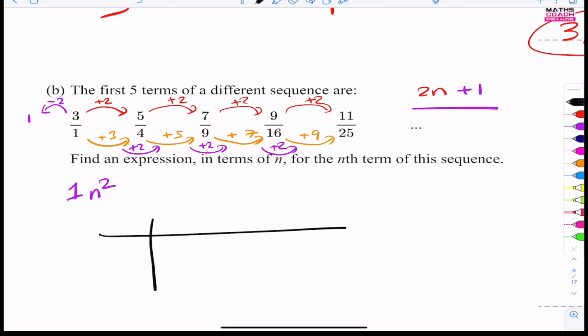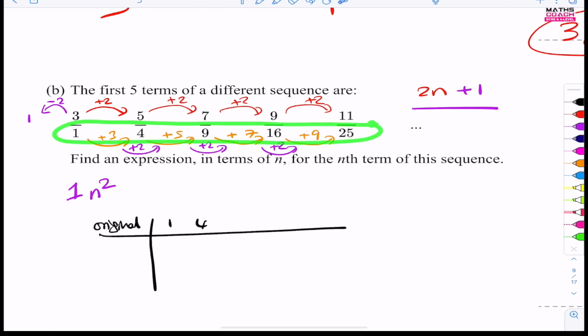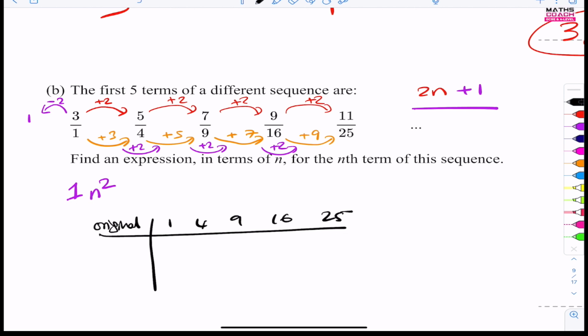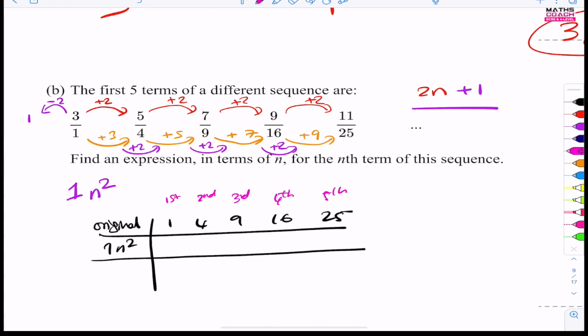So in this table, we write down the original sequence, which is 1, 4, remember it's just this we are looking at, okay, that's the original sequence here. So 1, 4, 9, 16 and 25, and then we write this 1n squared in the second column. And how do we generate those values? Well, we put 1, 2, 3, 4, 5 every time for the n. So we can write down the term numbers up here. So the first term, the second term, the third term, fourth term and the fifth term. So each time to find the numbers here, for our n, we put 1, 2, 3, 4 each time.